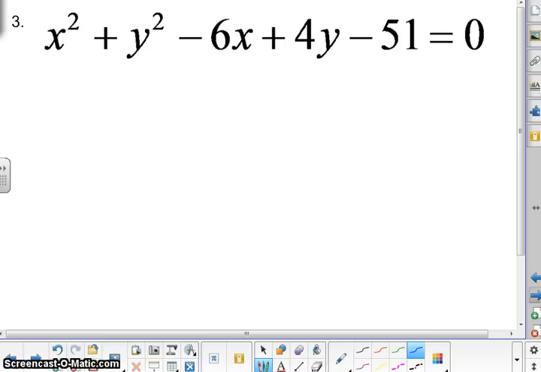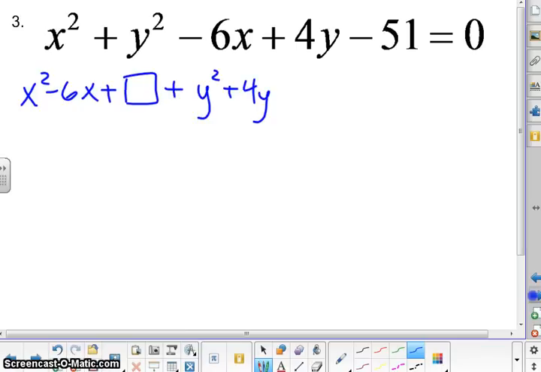Again, push pause. See if you can do this by yourself. If you're not comfortable yet, please stay with us. All right, let's group the x's together, plus a square, the y's together, plus a square, equals 51. That's on the other side.